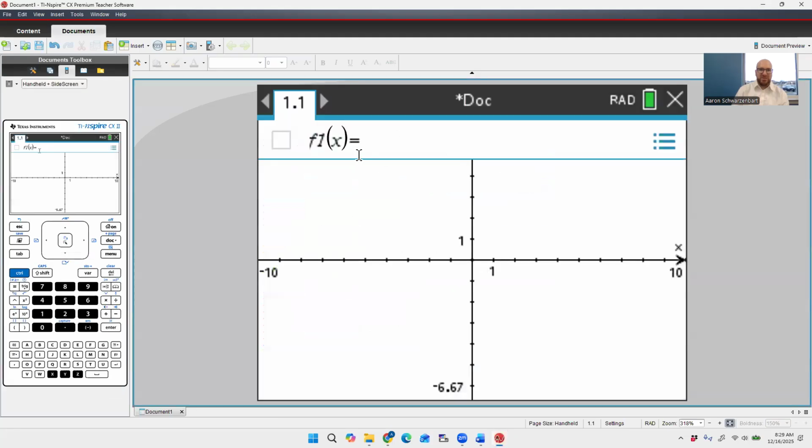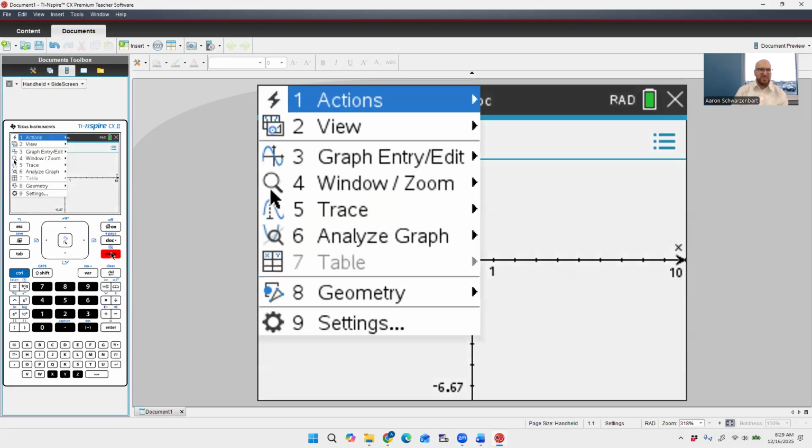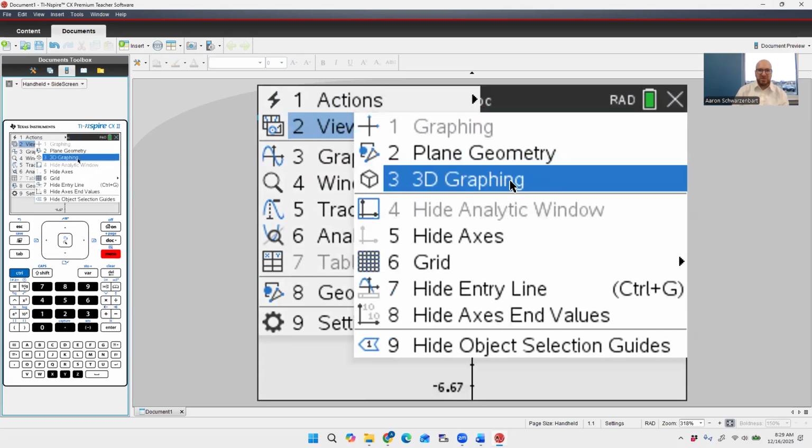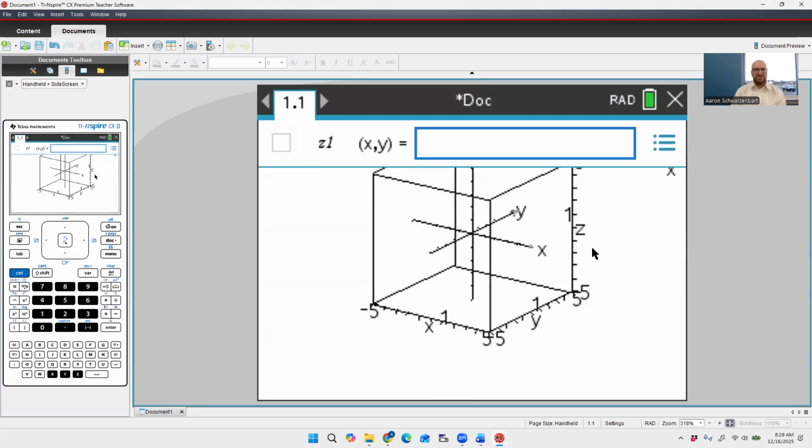Okay, 3D graphing on a TI Inspire. So we add a graph. If you go menu, view, 3D graphing. So the key here is this is z of x, y. And that's how the format has to be for these. You have to solve for z.